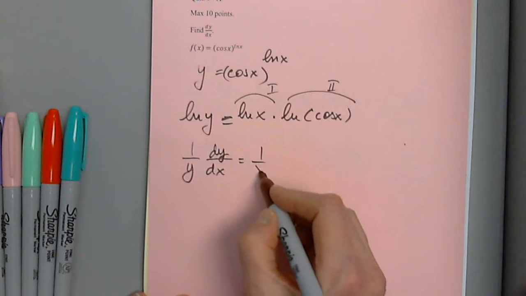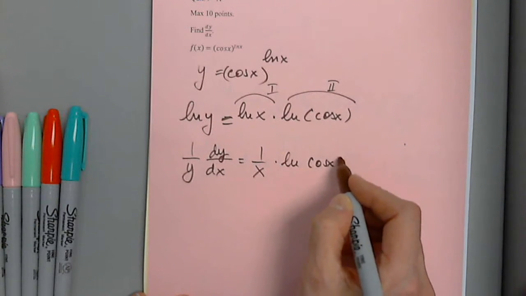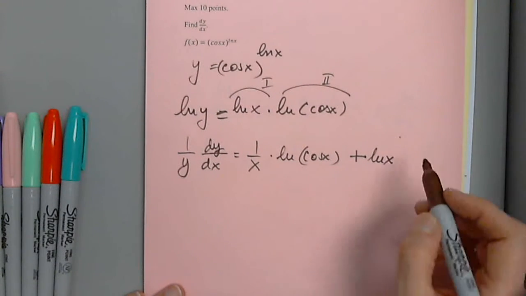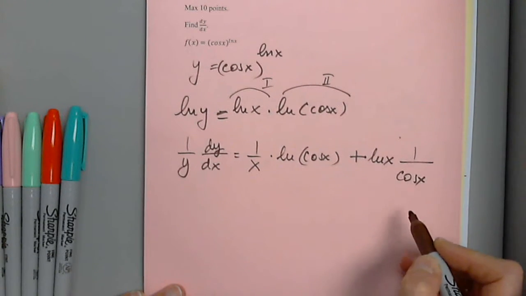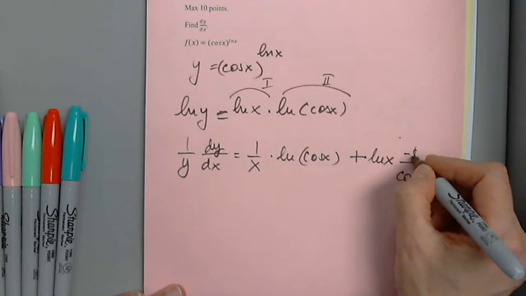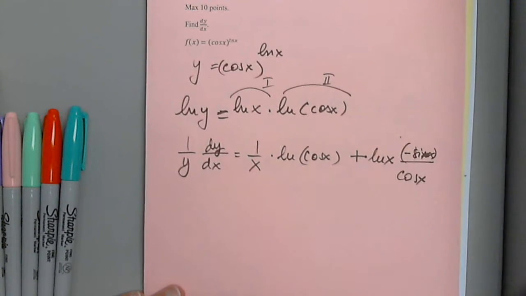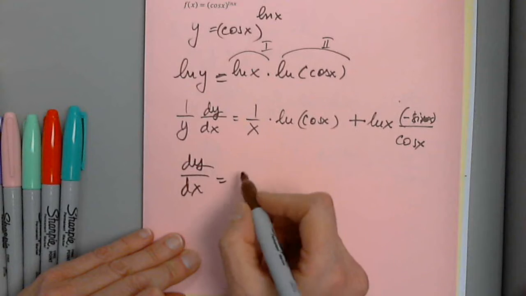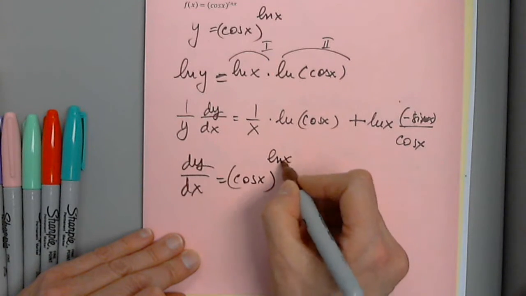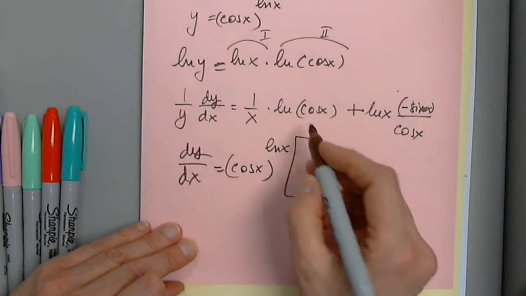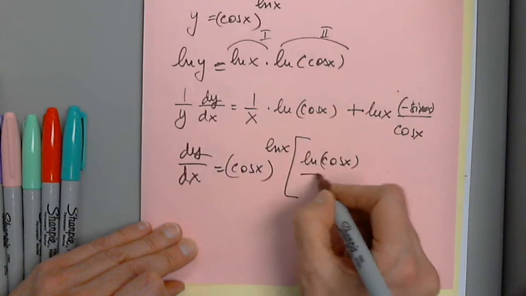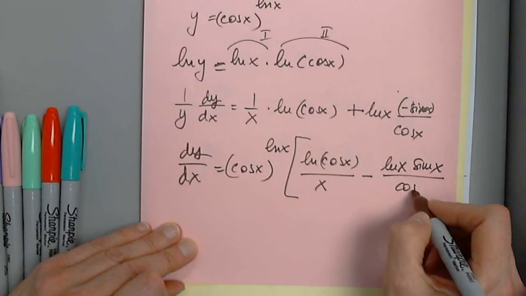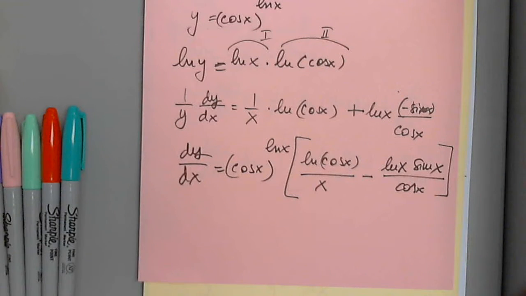The first one prime is 1 over x times natural log of cosine x, and plus the first one stays, and the second one is the same, what we just did: 1 over cosine x, but cosine x prime is negative sine x. I'm going to put it at the top, sine x. Final step, dy over dx. I multiply both sides by y. Cosine x raised to natural log x, and in brackets, I'm condensing a little bit: natural log cosine x over x minus natural log x sine x over cosine x. And that's it.